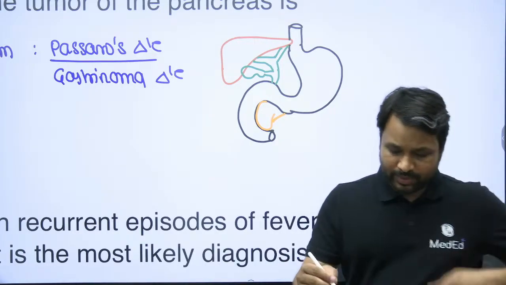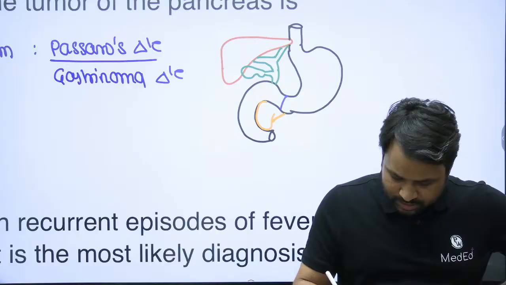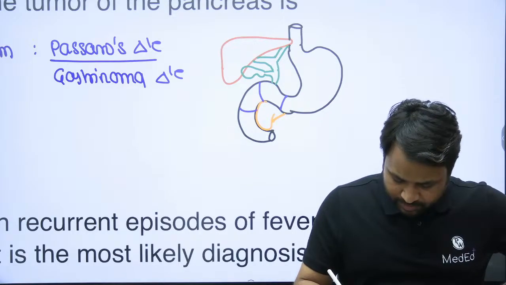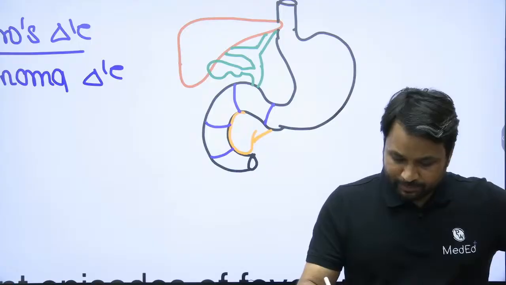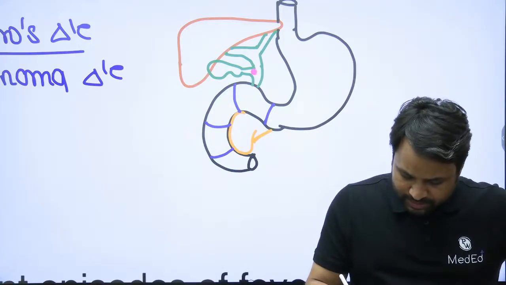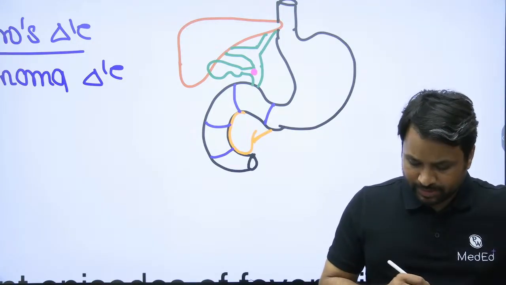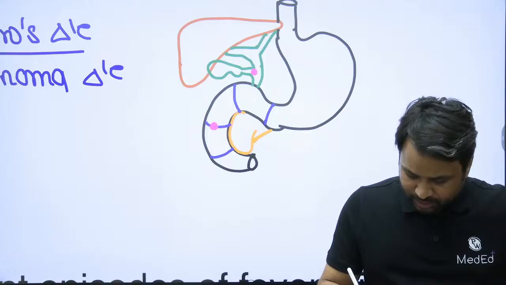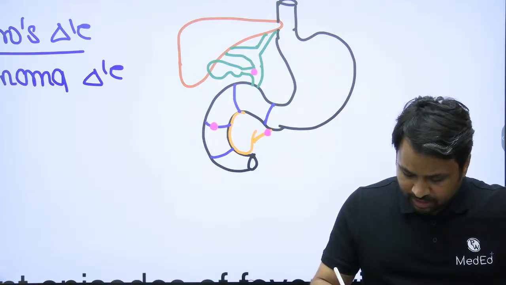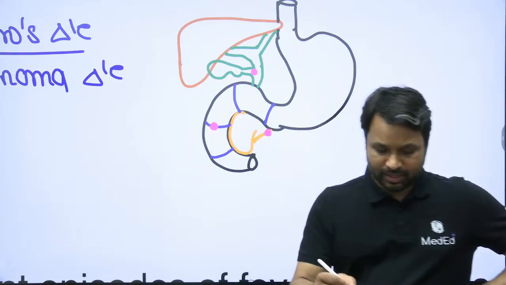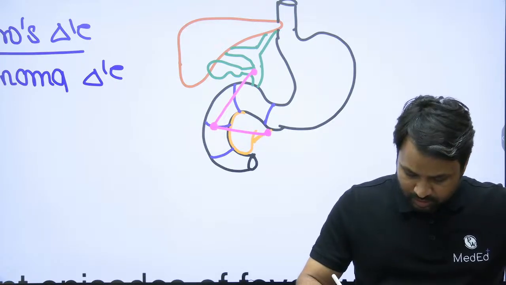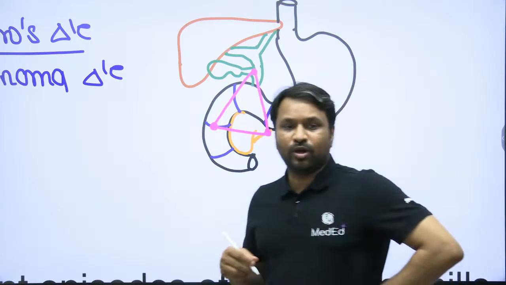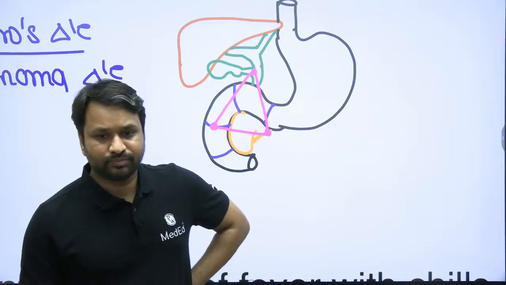So usually when you talk about the duodenum, this is the first part of the duodenum, this is the second part, this is the third part, and the fourth part of the duodenum. So 3 points that you have to mark: the junction between the cystic duct and the common hepatic duct, then between the second and the third part of the duodenum, and the neck and the body of the pancreas. You join these 3 ends. This is what we call the Passaro's triangle.